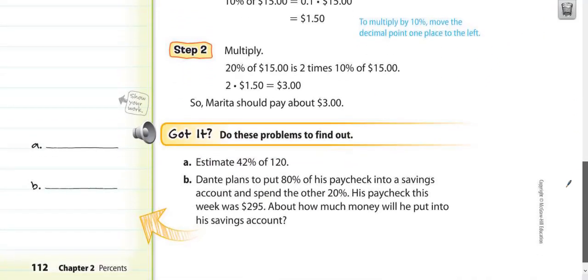So here we go. Got it problems. You know the drill by now. The idea is pause the video, do the got it problems, then come back and watch. Now, there are 2 got it problems, A and B. So my suggestion is do them both. Start out by doing them both if you feel confident to do them both. If not, just do A and watch the answer for A and then pause and do B.